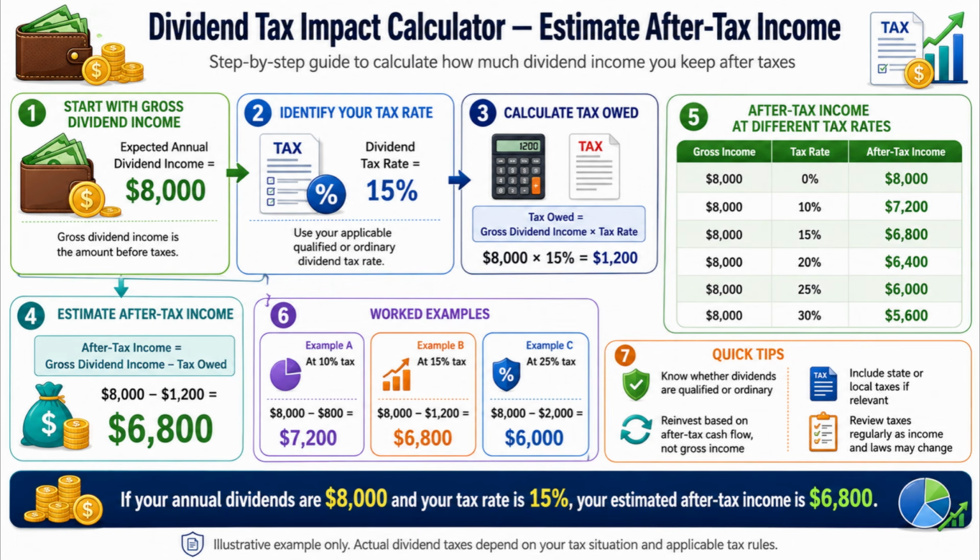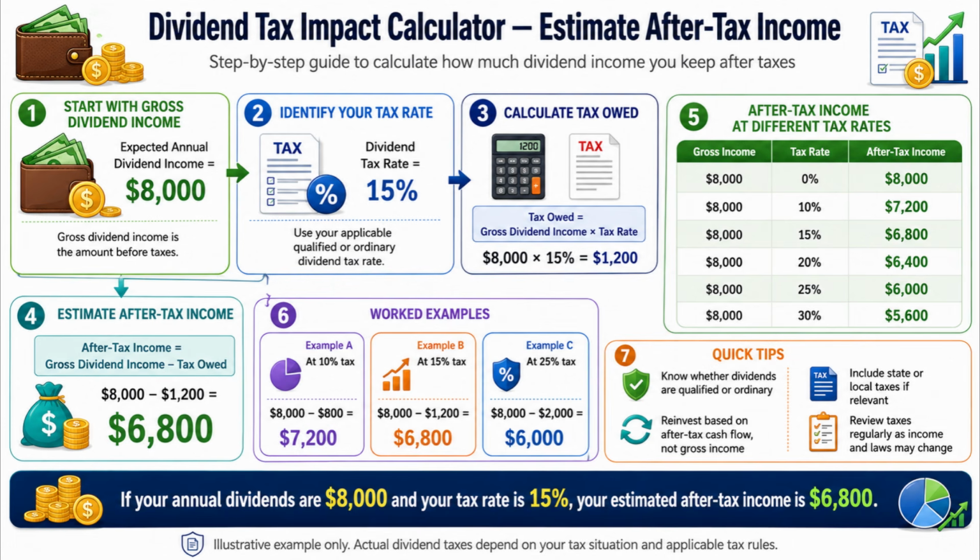Then, at 20% tax, the investor keeps $6,400. At 25% tax, the after-tax income becomes $6,000. Finally, at 30% tax, the investor keeps $5,600. Therefore, the higher the tax rate, the lower the after-tax dividend income becomes.